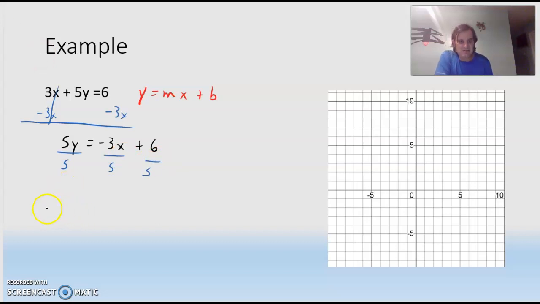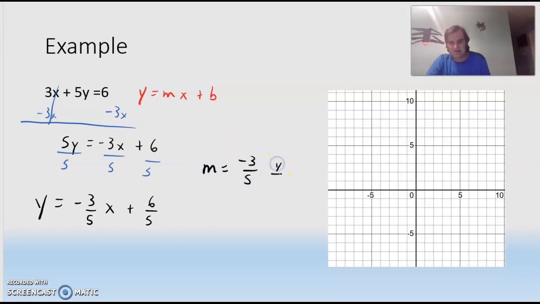So I do get it in y equals mx plus b form. And that'll be y equals negative 3/5 x plus 6/5. So we have a slope of negative 3 over 5, which you remember is a y over an x. And we have a b, or a y-intercept, of 0, 6/5. And 6/5 is a little bit more than 1, so it's not ideal, but it will work for us.